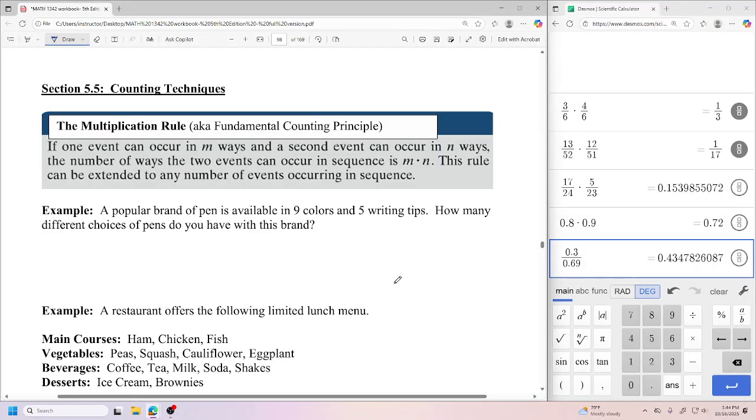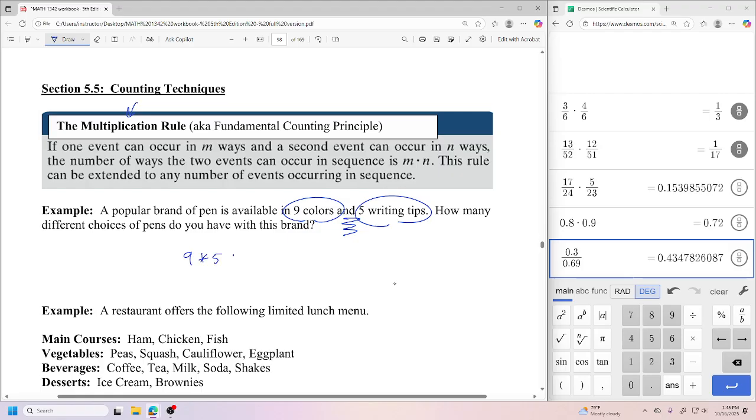So 5.5. This is the last section that we have to cover, but it's a lot bigger one. It's huge. It starts tiny and then it builds up. So real quick, let me just make sure I'm not missing something here. Nope, we're good. So hey, it says to multiply. I'm just saying, it just says to multiply. So here we go. Popular brand of pen is available in 9 colors and 5 writing tips. What do you think we're going to do to find the total different types of pens?